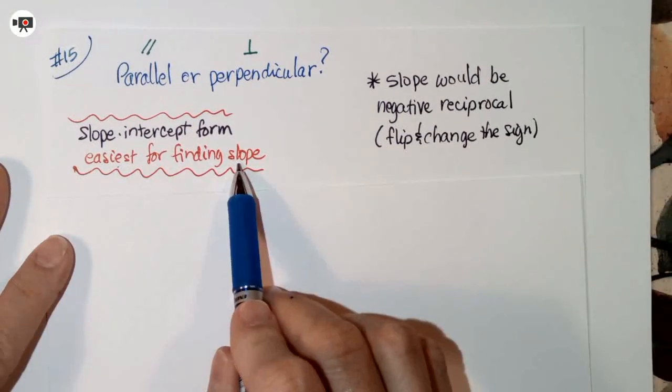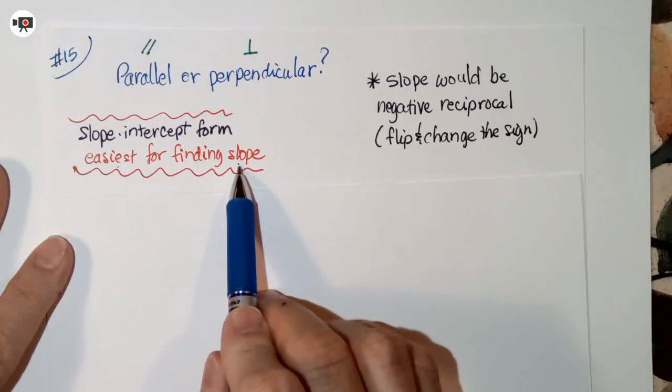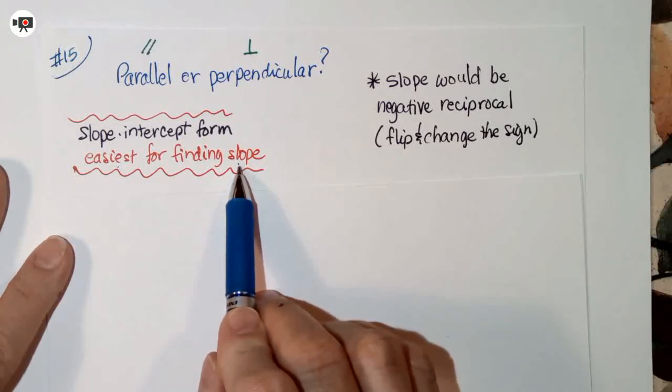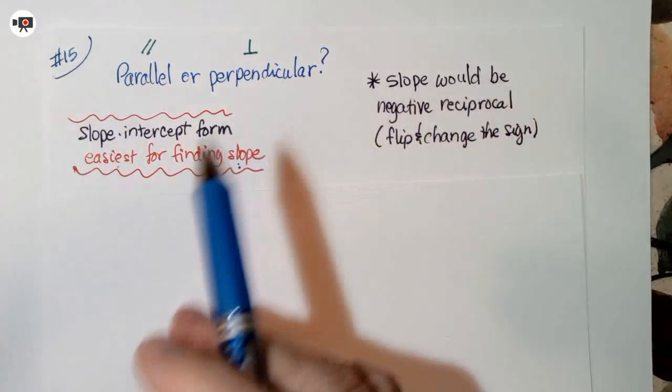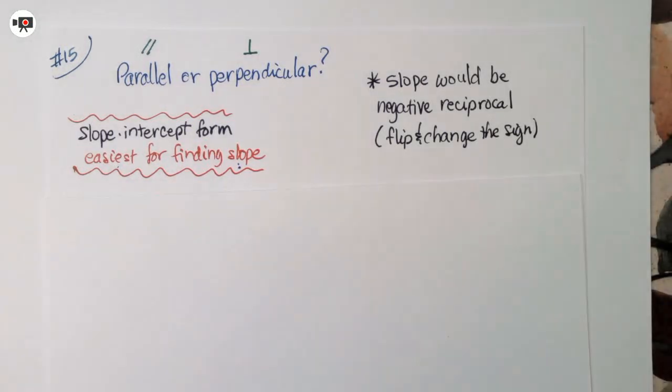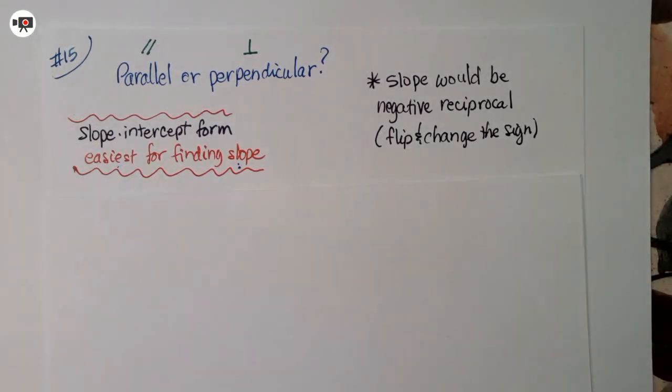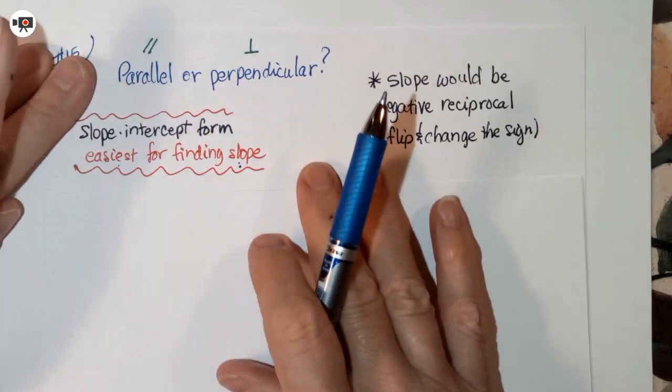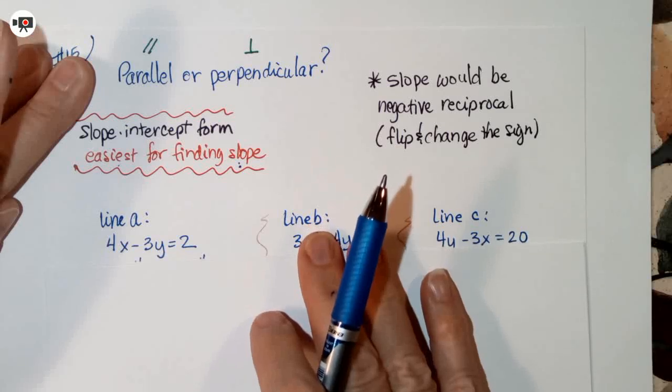A slope-intercept form is the hands down easiest way to figure out the slope. So if you've got some equation that's in a form or in no form, it's just an equation. Isolate the y, combine all your like terms, fix it up pretty, and whatever the coefficient of x is, that's the slope. That's the easiest way to find it. Okay, so let's look at these three lines.